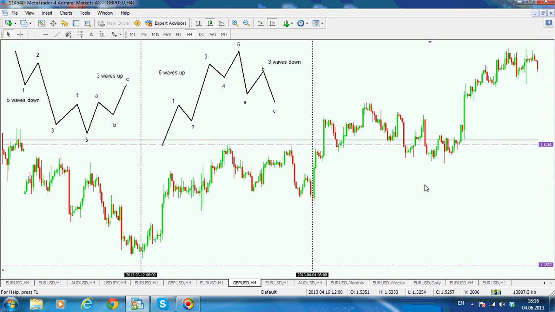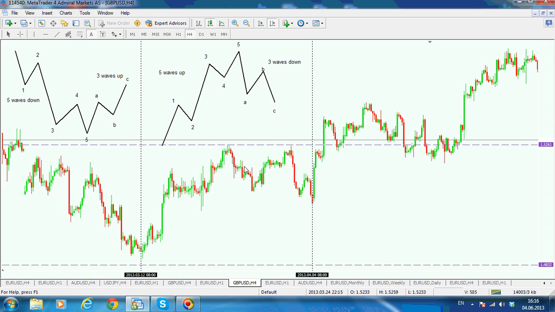This is the second part. This is the second recording on the first subchapter, when it is time to deal with examples. And what you have in front of your eyes here is a 4-hour chart on the Great Britain pound US dollar, and this is a typical example of 5 waves down, corrected with three waves to the upside.